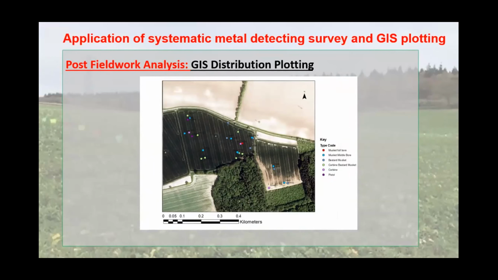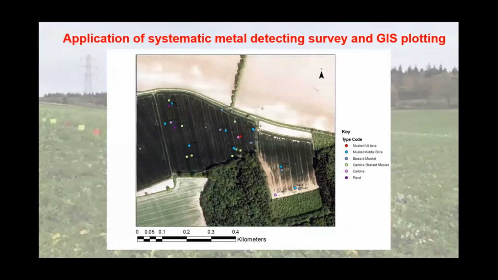Post-fieldwork analysis, GIS distribution plotting. The distribution maps here demonstrate how the combination of systematic detecting and GPS recording can then be interpreted through GIS software to demonstrate distributions across a targeted area, in this case, the two-field survey. The distribution shows the recovery of all Civil War lead-based shot across the survey area.